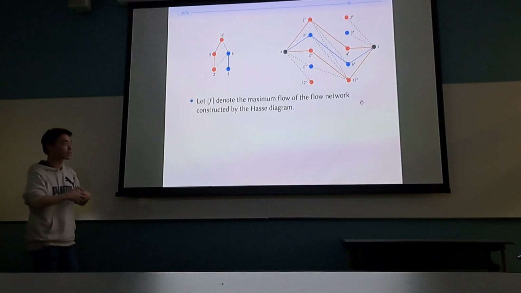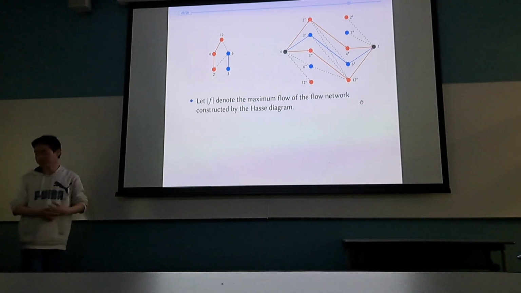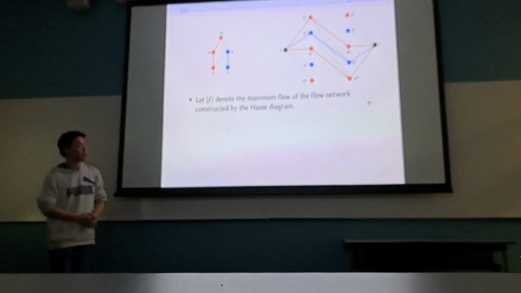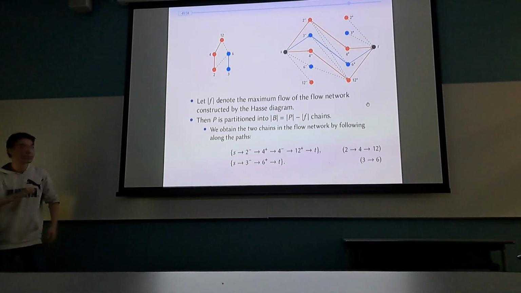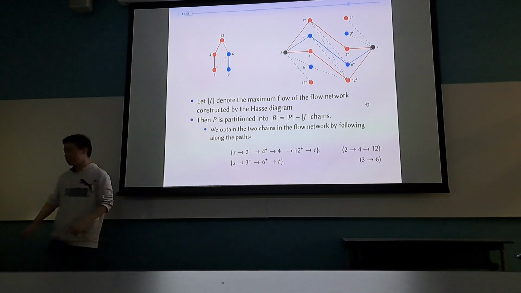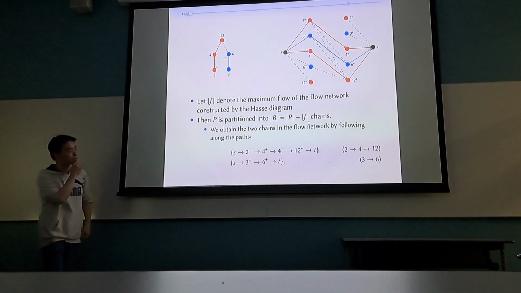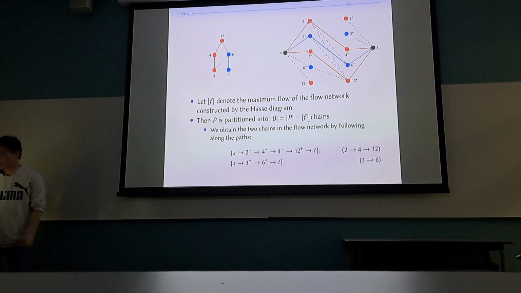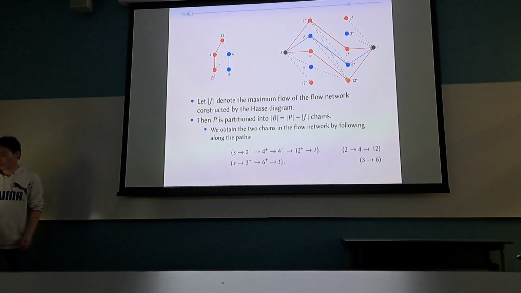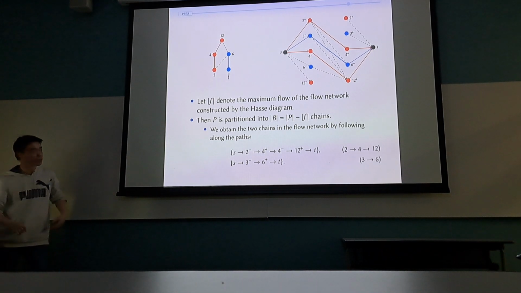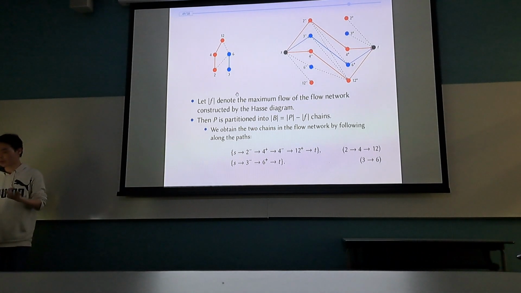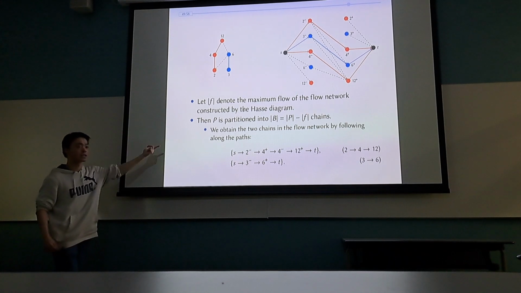So we're going to explicitly look at the relationship between these two. We're going to denote F to be the maximum flow of the flow network. We notice that P is going to be partitioned into P minus F chains. To see this, notice that P is really just the number of objects that I have to begin with. So I have 5 objects. The maximum flow that I'm going to get is 3. And so that means P is going to be partitioned into 2 chains, right?